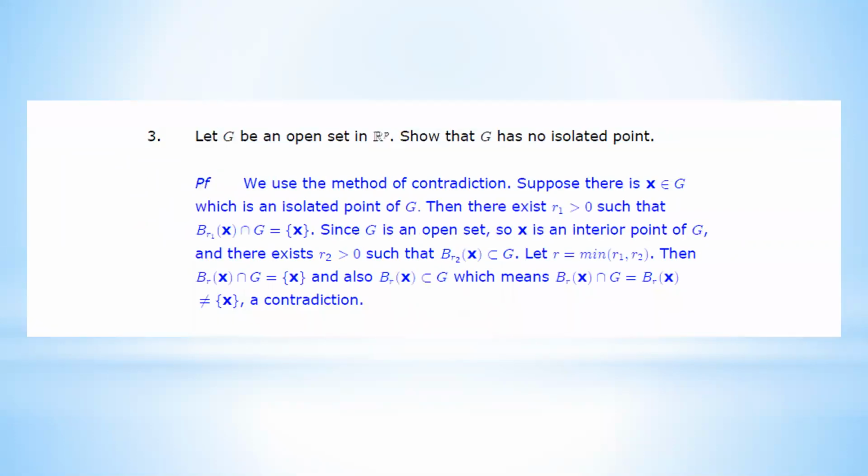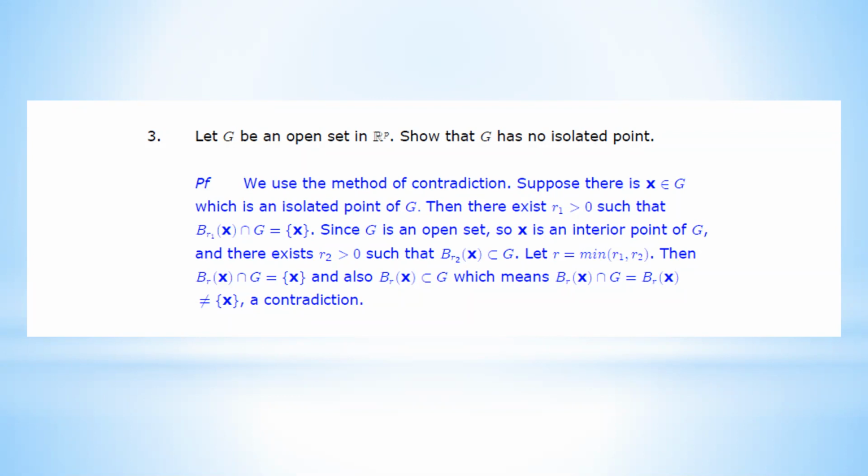So the first solution is that we have a G, it's an open set, and we're trying to show that G has no isolated point. So that's number three. So the solution is here. If you look at this for a while, but instead, I'll explain this solution in detail. I'm trying to explain everything through a picture.